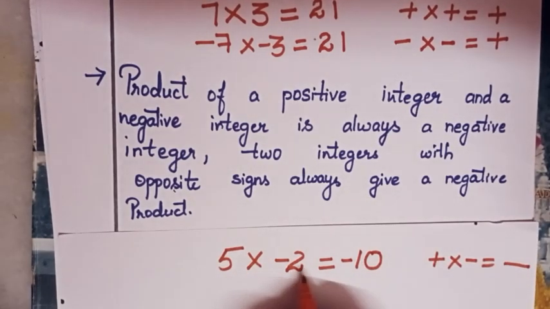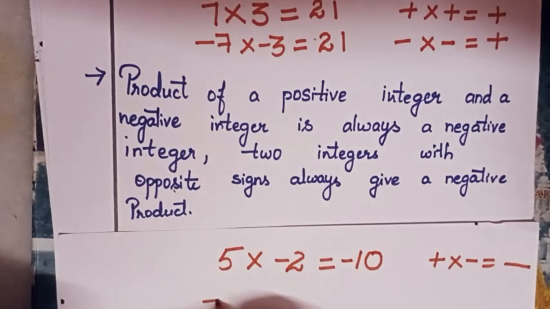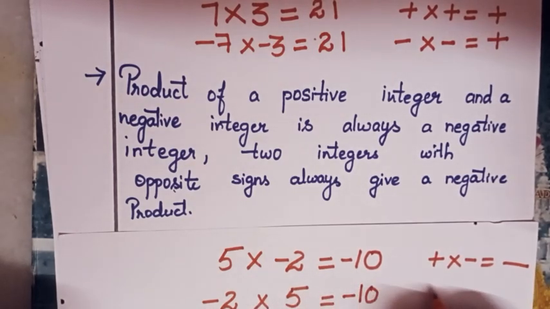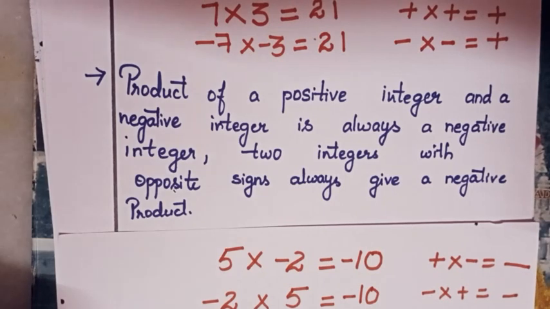And one more, let us take the same example, that is negative integer 2 into positive integer 5. So we get the same product, that is negative 10. So minus into plus equals to minus. Wait, children. So children, come on, tell me.